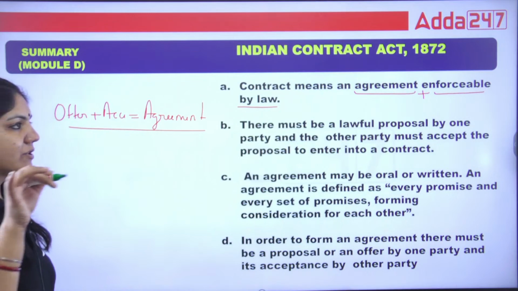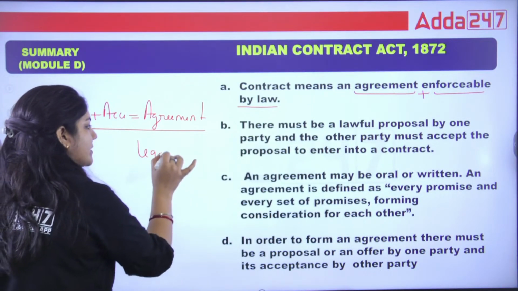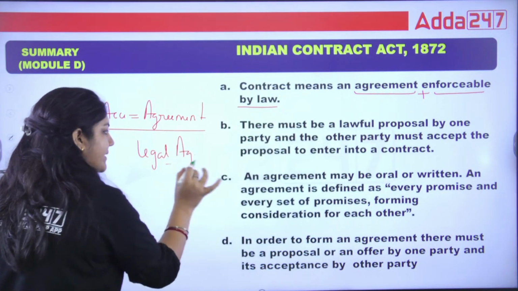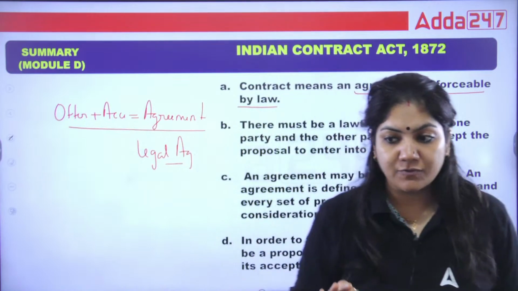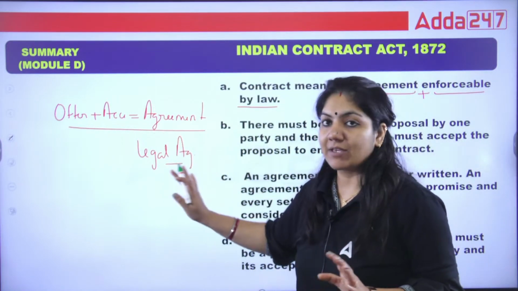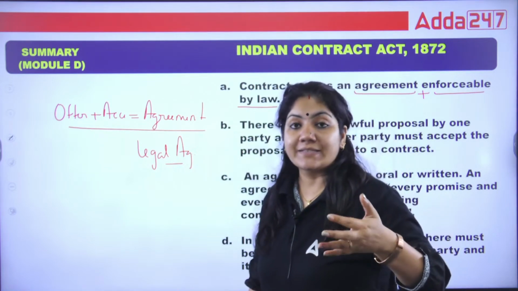So this is the basic formula of agreement. And we know that in the Indian Contract Act, we only have to focus on the legal agreement. No social agreement, no domestic agreement. We have to focus on the legal agreement, in which the legal formalities are fulfilled.